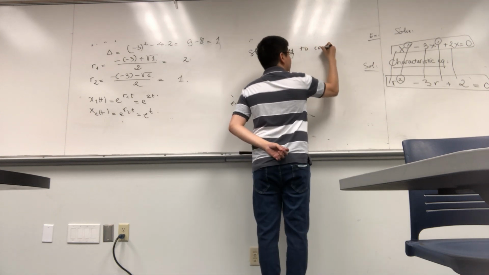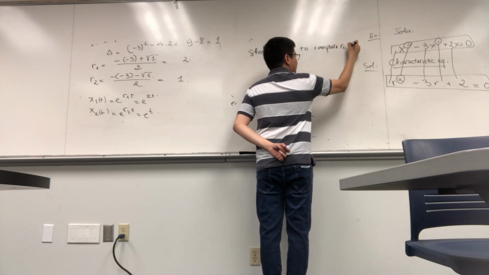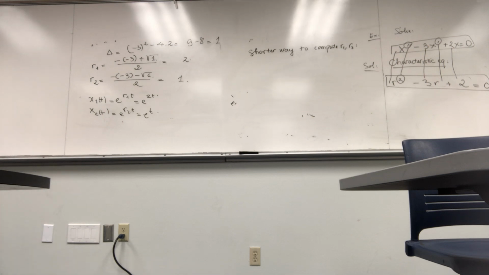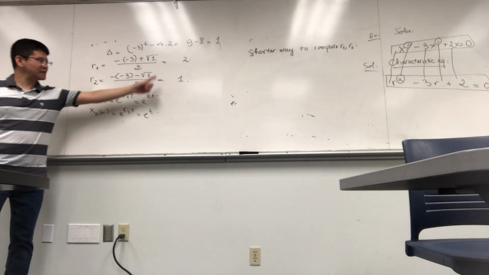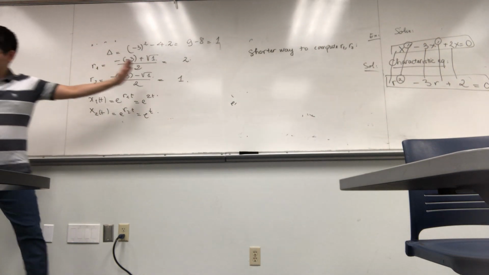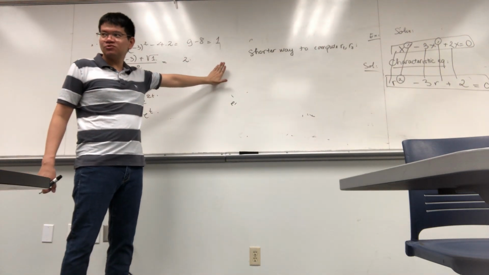To compute R1 and R2, we factor the equation r squared minus 3r plus 2. It factors as r minus 1 and r minus 2. But without using those formulas, how do you know that the two solutions are 1 and 2?